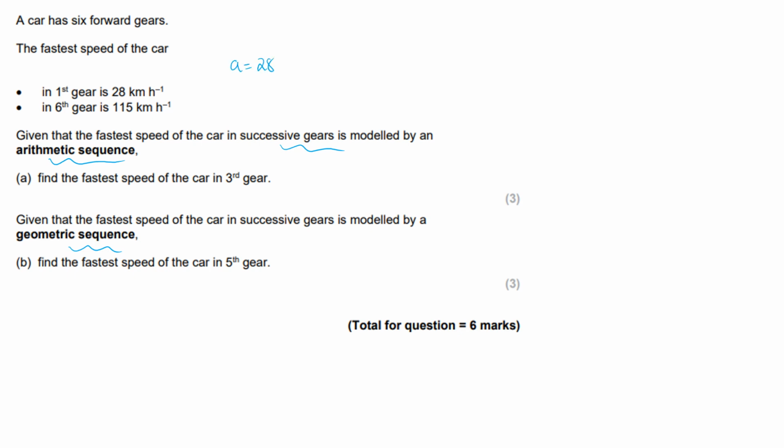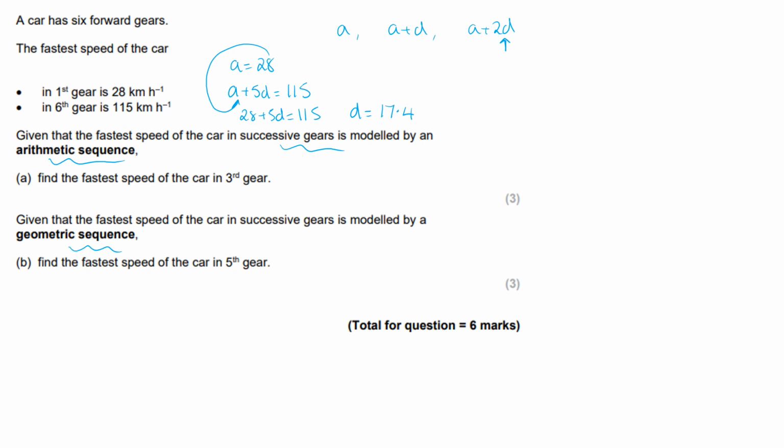Now, if we've got an arithmetic sequence, that goes A, and then A plus D, the common difference, A plus 2D for the third term. You are always one behind in the D, how many terms along. So the sixth term is going to be A plus 5D is equal to 115. So if we just substitute that in there, 28 plus 5D is going to be 115. So D comes out to be 17.4.